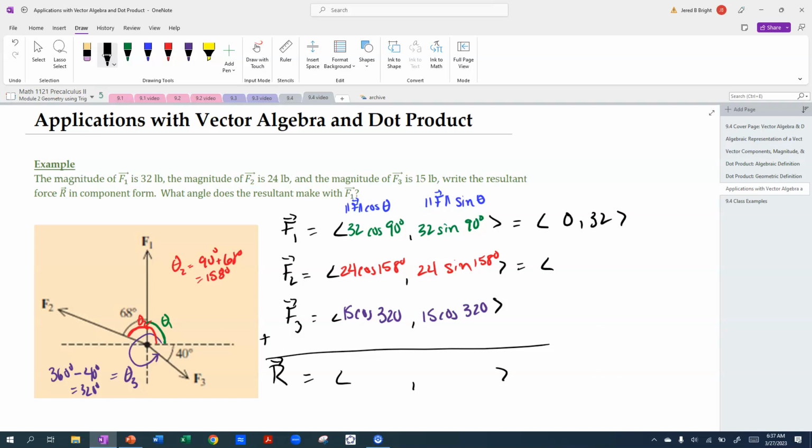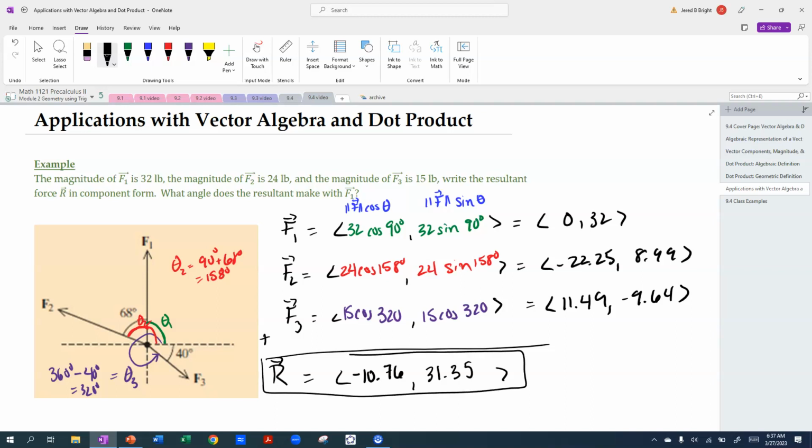If you do these numbers out, here you'd get 0, 32, that's pretty nice. And then here, rounding to 2 decimal places, I got negative 22.25, comma 8.99. And then this last one, to 2 decimal places, 11.49, negative 9.64. So when you add them all together, you get negative 10.76, comma 31.35. There you go. That's your resultant vector.